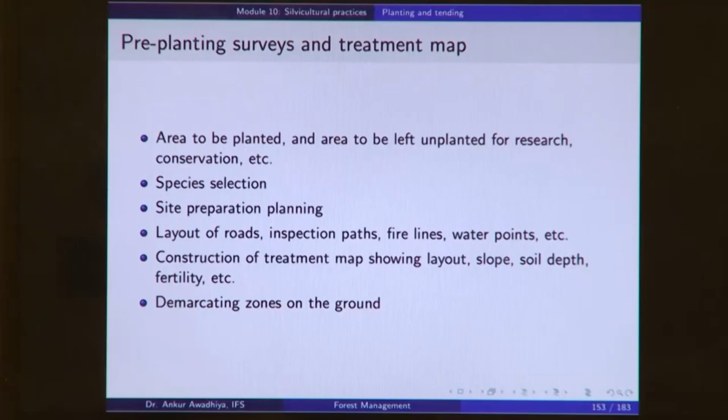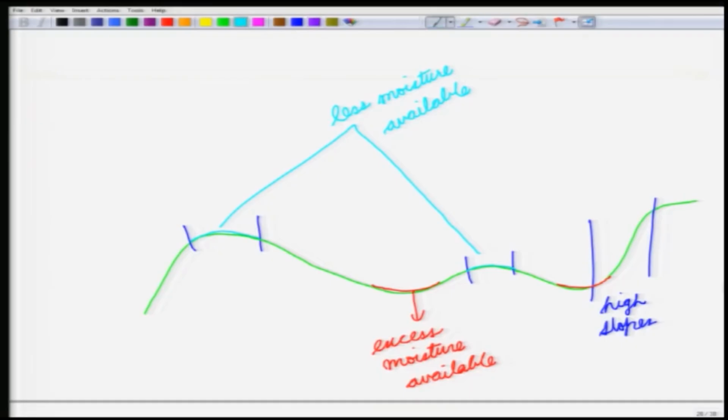So, we do a species selection, we also do a site preparation planning. Now, what is a site preparation planning? It is possible that in these areas the soil is very less in depth. So, probably some more amount of soil needs to be put in. Probably in these areas you need to have contour trenches. Now, what is a contour trench?